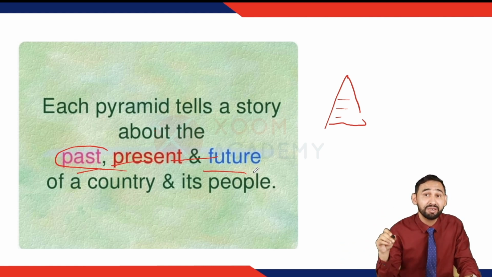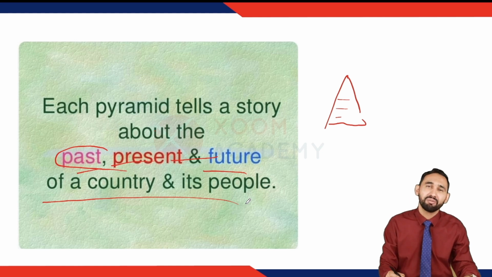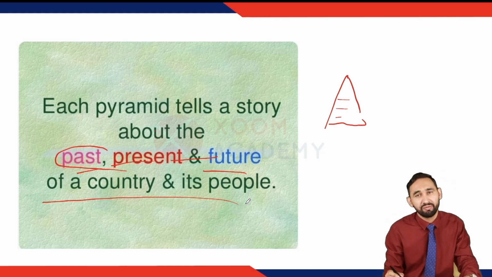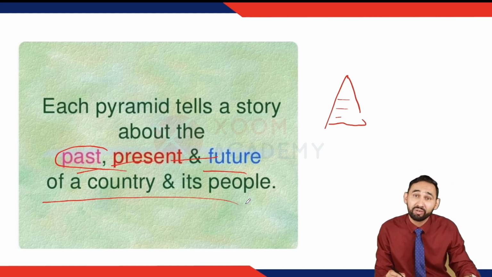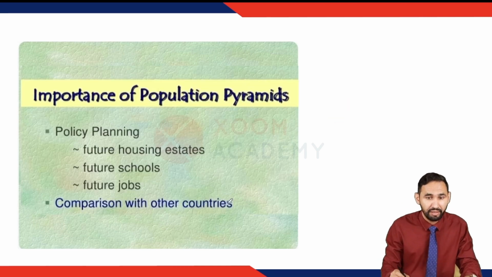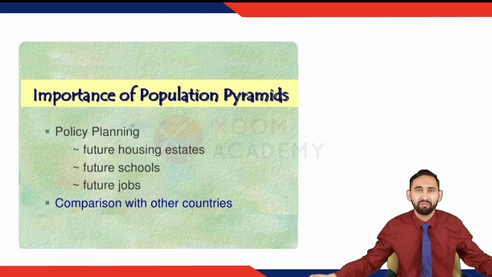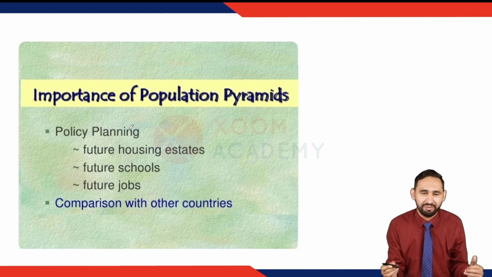At a certain time period, people will definitely die. There is mortality. So a population pyramid tells about a country, about the development of the country, the fertility measures, the family planning measures, the resources, and the composition of population. What is the importance?